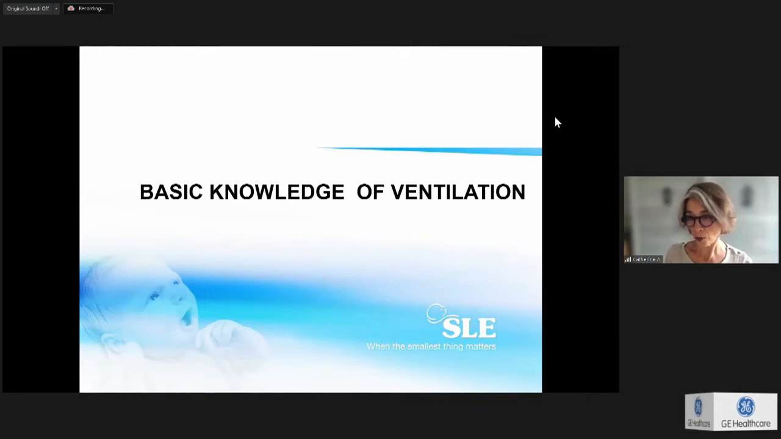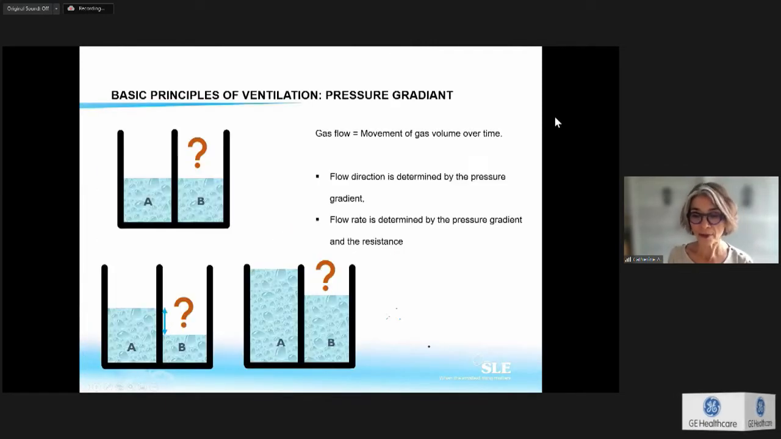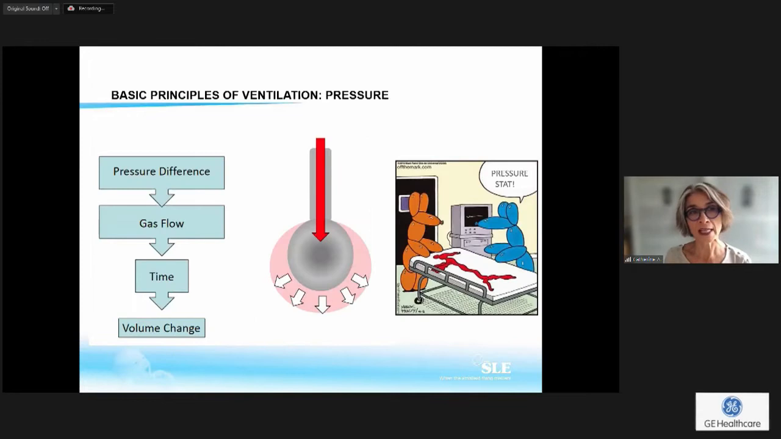Whenever we ventilate a patient, what we will do first is apply a pressure to the patient. But as you will see, it is a difference of pressure that you generate that will make the breath. The pressure difference will generate a flow, and over time, it will generate a volume change. Those principles will be influenced by different factors that we will view together.